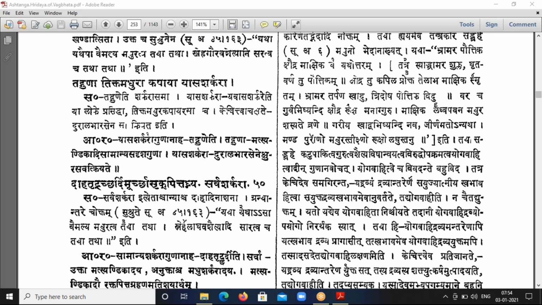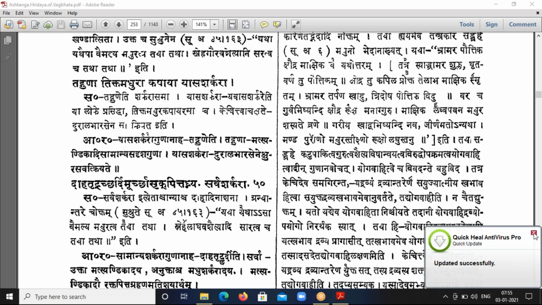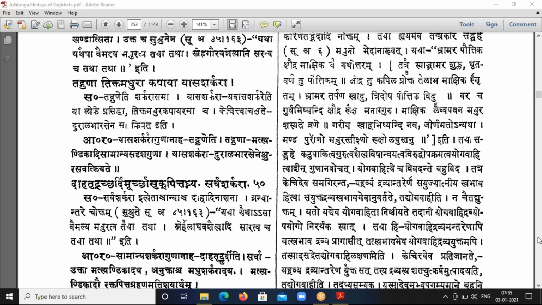Generally, all Sharkaras, all sugars, have some common properties, and that is listed in this line. Daha trit chardi murcha asrpittaghnyaha sarva sharkaraha. Ghnyaha means they reduce or pacify: Daham, trit, chardi, murcha, and asrpitta. All sharkaras have, or can be expected to have, these properties.